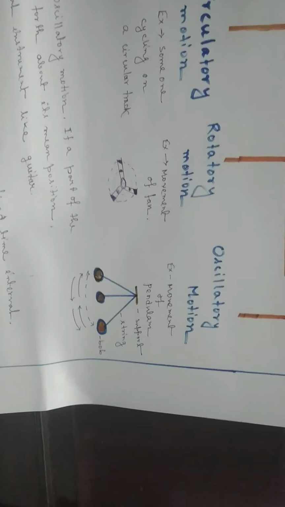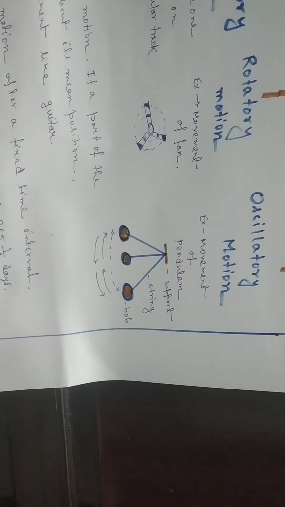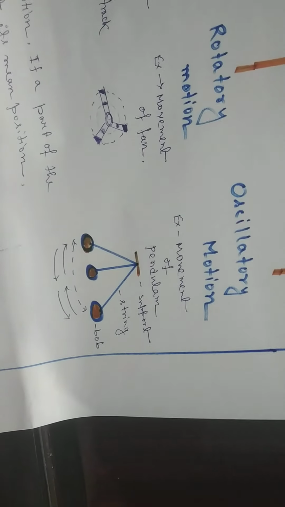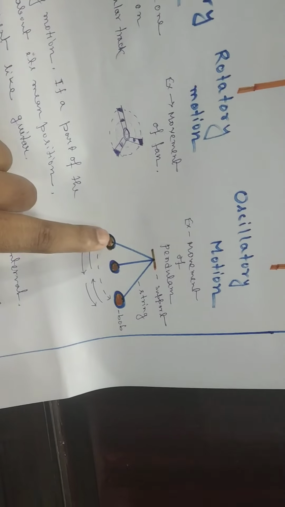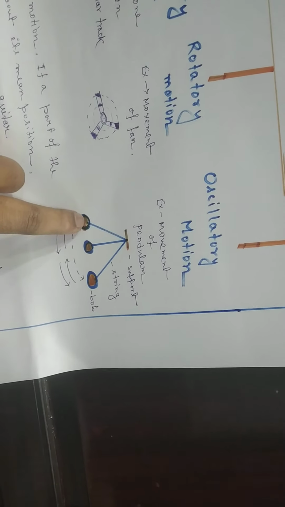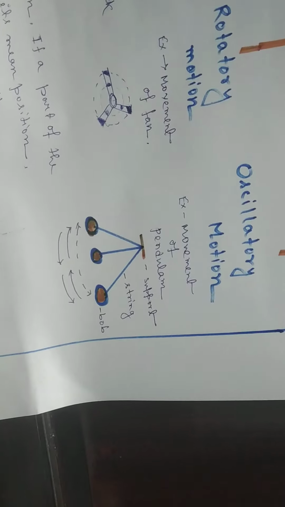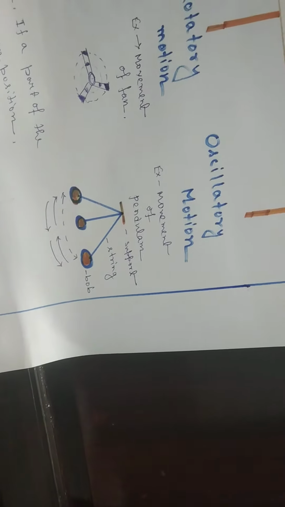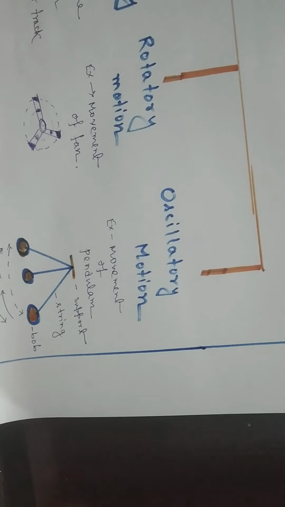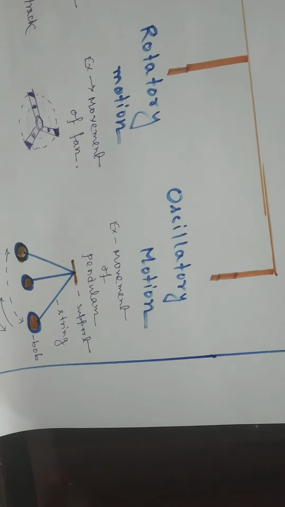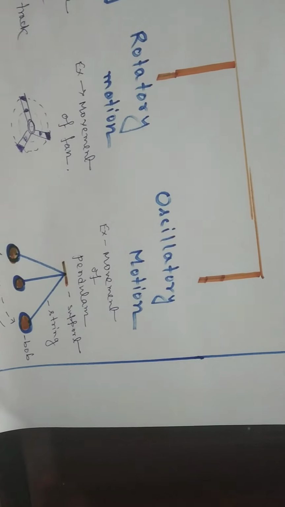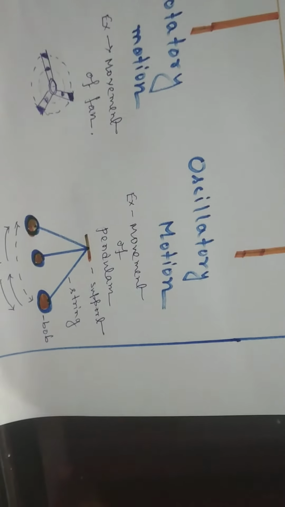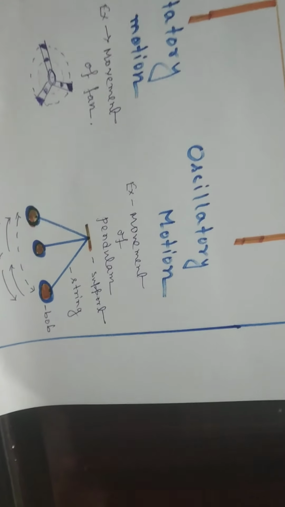Okay, and then comes the oscillatory motion. An example of oscillatory motion is the movement of a pendulum. Here I have drawn the pendulum. This round portion, which is like a sphere, is known as the bob. And the bob is hung from a rigid support, and it is hung by a string.